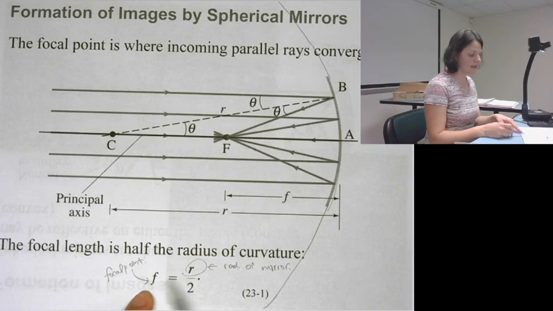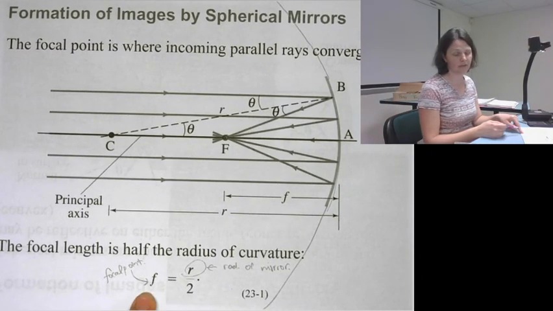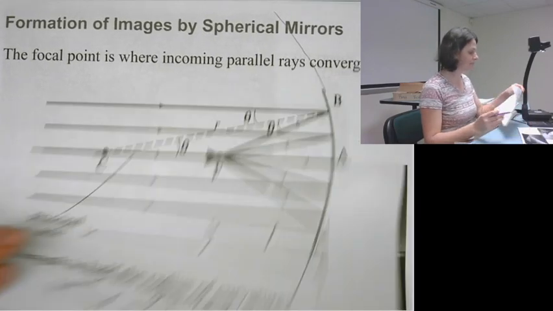The focal point and the radius of the mirror have to be in the same units. As long as they are in the same units, this equation will work. Okay, so put them both in centimeters and it will be fine, right? If your radius is in centimeters, then you'll get a focal length in centimeters. Put them both in meters and it will be fine too.